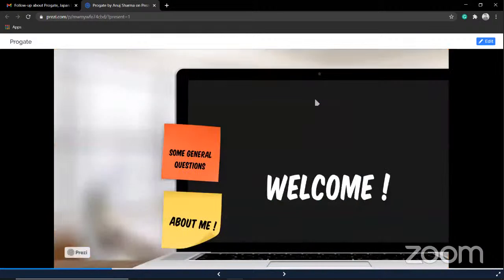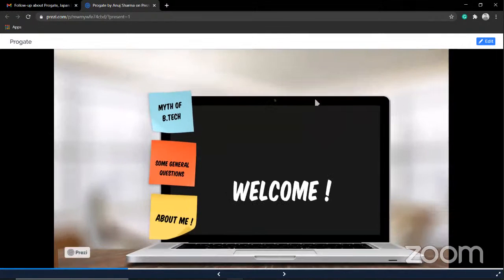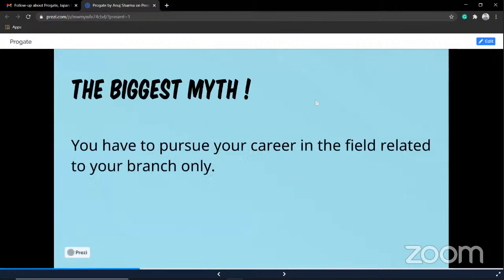I'll just keep that. So as Ankita mentioned before, it's a myth that you have to pursue your career in the field related to your branch. If you are from CSE, then you need to be a software engineer. If you are from mechanical, you need to be a mechanical engineer, work on cars, design cars. And if you're from civil, we all know that civil engineers are the people who design our homes, buildings, etc. So we don't need to do that. It's not that. It's about your interest.